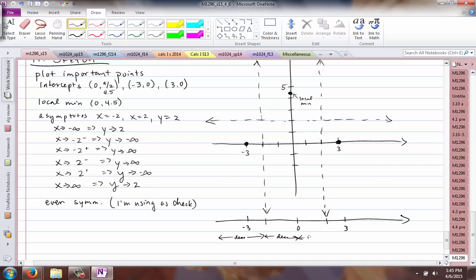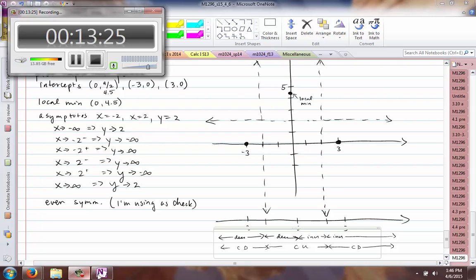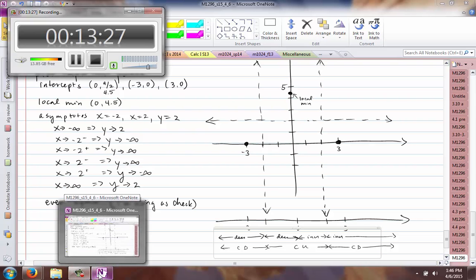Similar kind of thing happened here, increasing from 0 to 2, increasing from 2 to 3. And then I'll extend this. Then I have my concavity, and I had a transition between -2 and 2. It was concave up, otherwise it was concave down. So putting that all together, I'll do that in the next recording. I might run out of time.